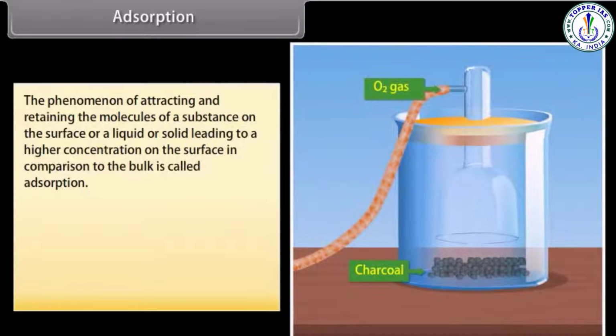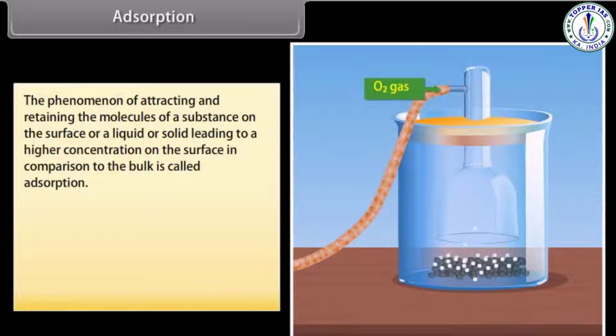Adsorption. The phenomenon of attracting and retaining the molecules of a substance on the surface of a liquid or solid, leading to a higher concentration on the surface in comparison to the bulk, is called adsorption.